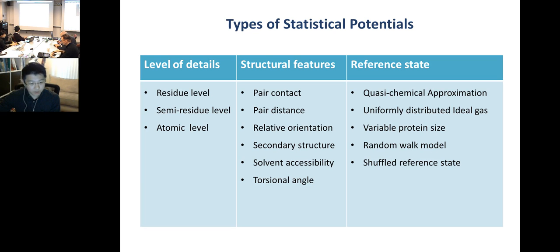And secondly, any structural feature can be used to derive statistical potentials. Historically, pair contact or pairwise distance potentials are frequently used because of their simplicity. And these days, more complicated structural features are used, and also various reference states have been developed. They differ from each other depending on how they address the inherent constraints in protein structures. So the inherent constraints may include the protein finite size, the amino acid composition, or chain connectivity.